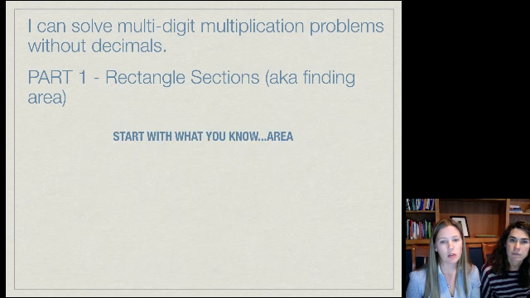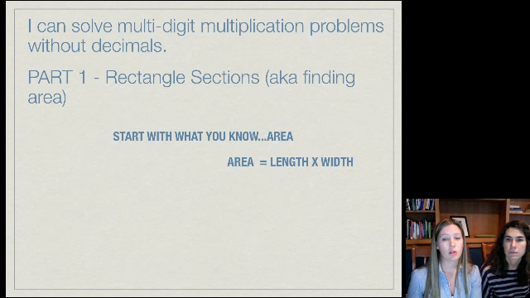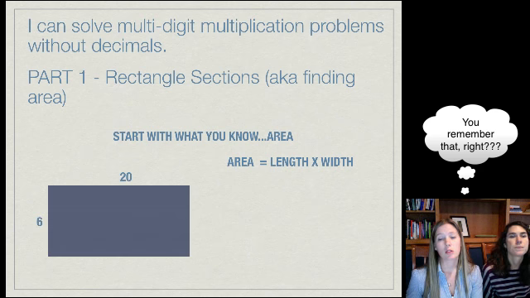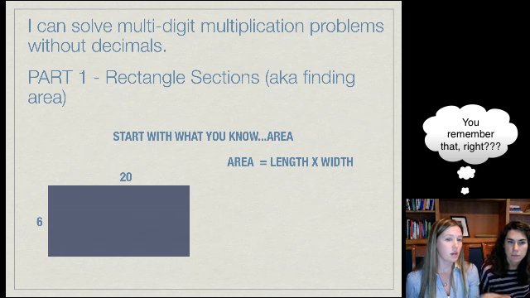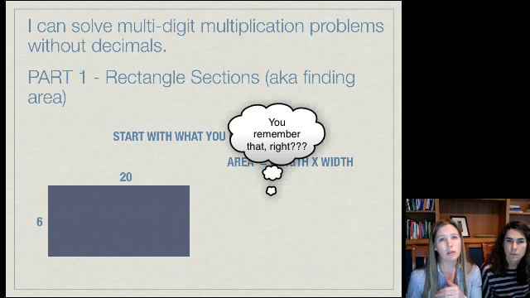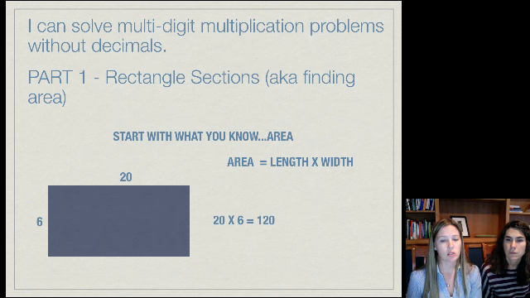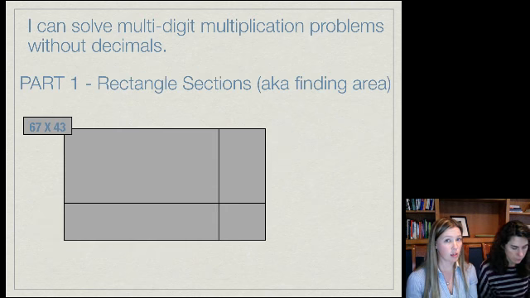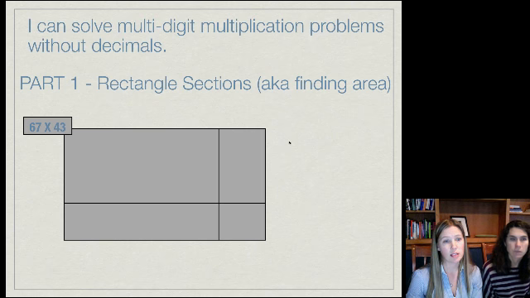So just to review area from past units, start with what you know. So in this case, we remember area equals length times width if we're looking at a rectangle. So in this case, we've got a length of 20, a length of 6, a width of 20. So to find the total area, you would just multiply them. So keep that in the back of your head because you're going to see our next one, we've got another rectangle. And you'll actually see we've got lots of rectangles.